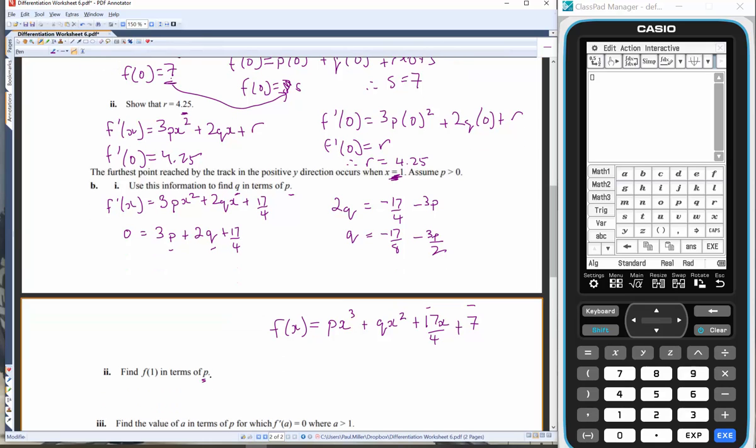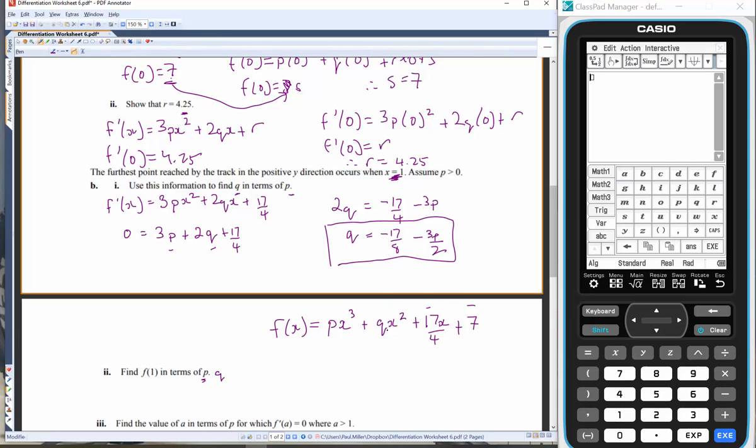Now notice it's not going to let me put q in it. And if I do f of 1 at this point here, I'm going to get a p and a q in my answer. That's not good. Now, how can I get rid of this q? Well, it just so happens, and this is never an accident in methods, they got us in the previous question to find q in terms of p.